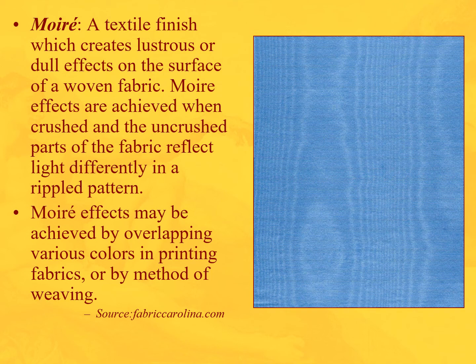It's a finish that creates lustrous or dull effects on the surface of a woven pattern, so you get this kind of moire effect there. You have crushed and uncrushed parts of the fabric that reflect light differently. It's a ripple pattern. So you can take silk or velvet and crush it and make that weave have uncrushed and crushed parts, also in different colors, and you get the moire effect. I know I'm explaining that inelegantly, but that's the best I got right now, folks.